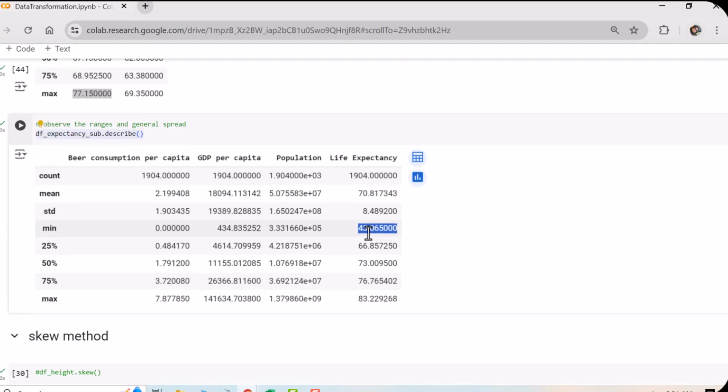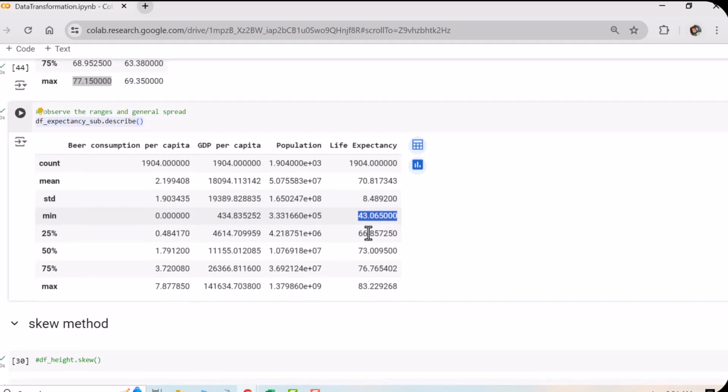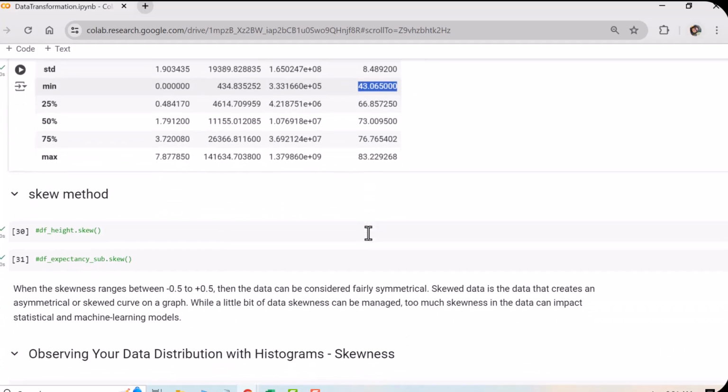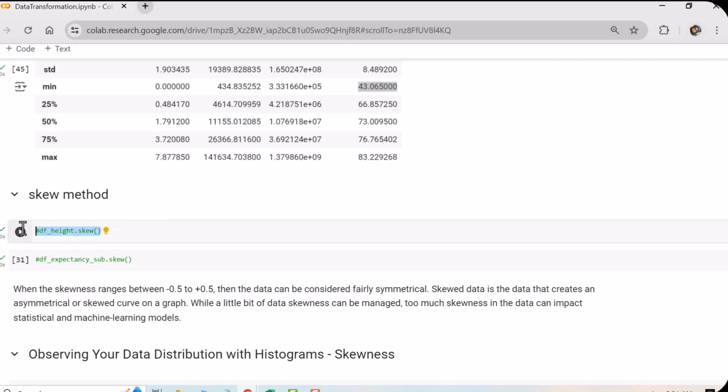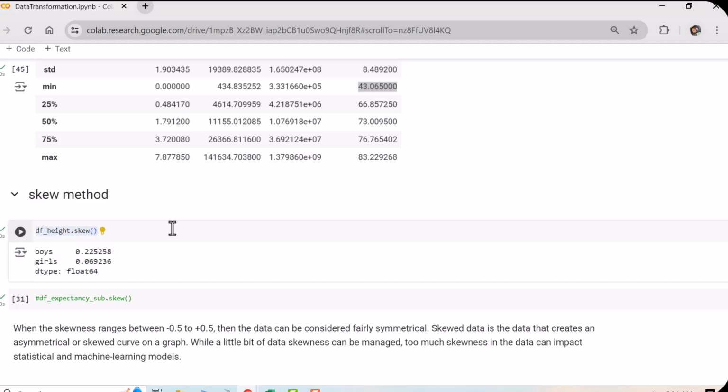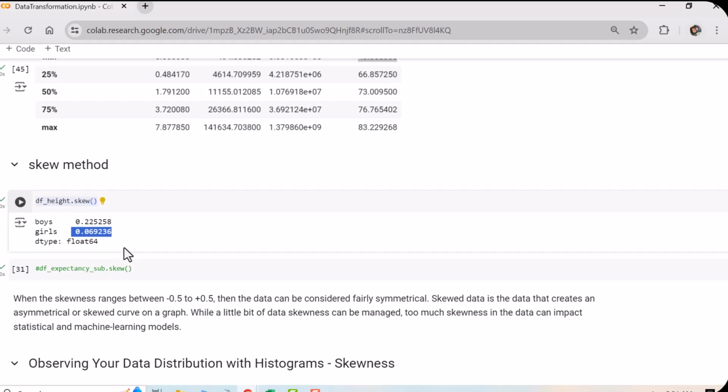Let's also see one more method to directly get the skewness of the data, and we have the skew method for that. So if I check height skewness, which we have concluded is almost normal distribution, we can see that it is 0.225 and very less in the case of girls, which is when the skewness is between minus 0.5 to 0.5, then the data can be considered fairly symmetrical.